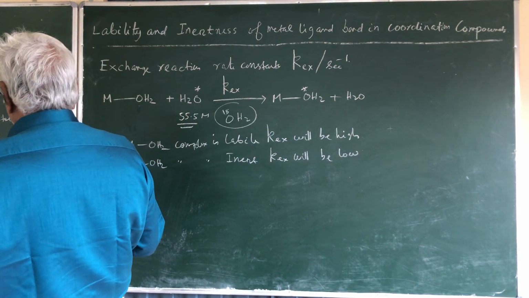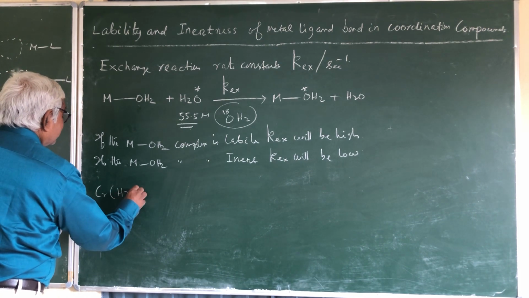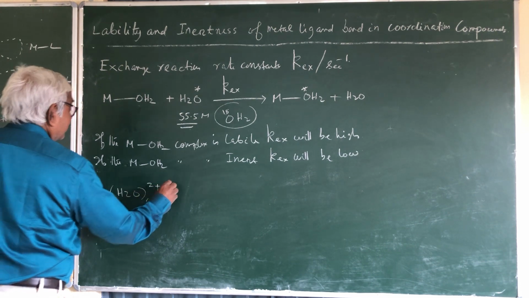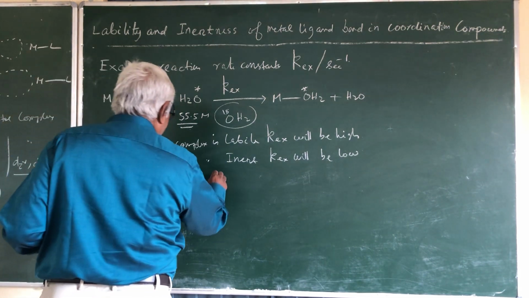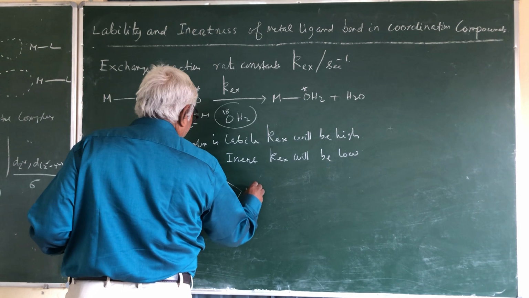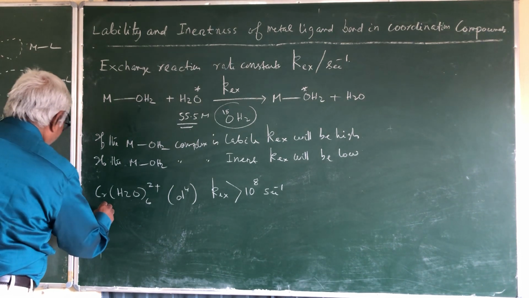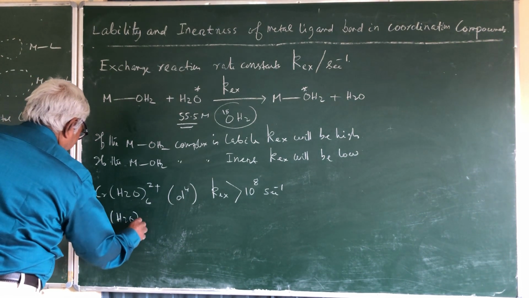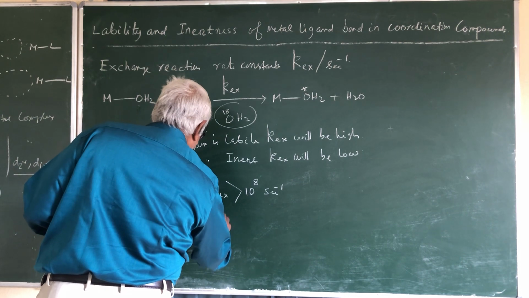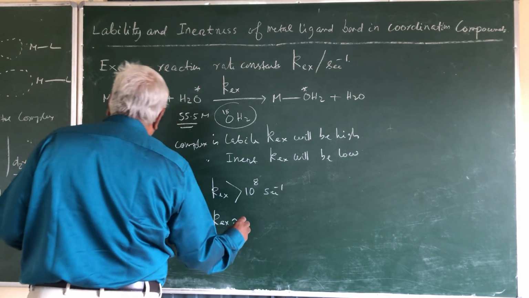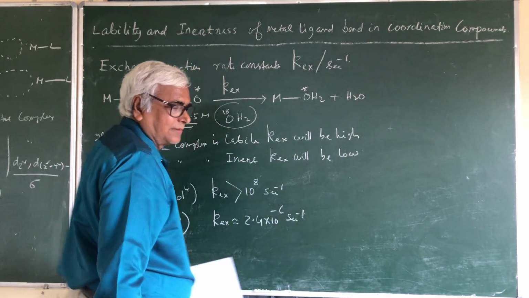Now a big example of the exchange rate constant. You take this complex. This is a d4 system. Here the exchange rate constant is greater than 10 to the power 8 second inverse. Now the d3 system: the exchange rate constant is approximately 2.4 into 10 to the power minus 6 second inverse.